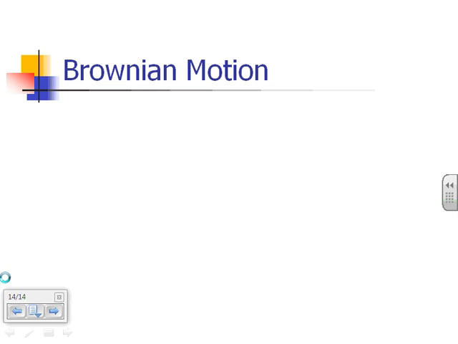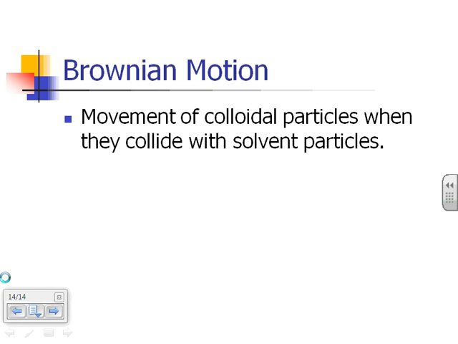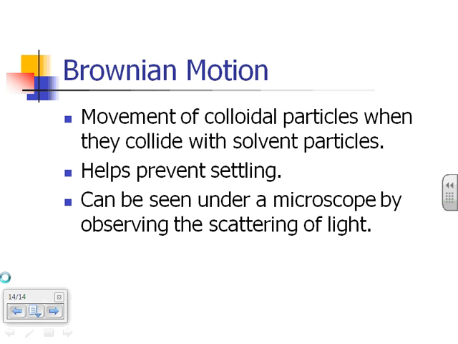Last one is Brownian motion. Brownian motion is the movement of these colloidal particles, the particles that are dispersed in that material, when they collide with solvent particles. So remember, the solvent is like the water, for example. So whatever you have dispersed in there is being hit by the solvent particles. This will help prevent settling when you're talking about colloids. Keep on hitting it from all sides, bouncing it around, keeping it in suspension so it doesn't settle out.